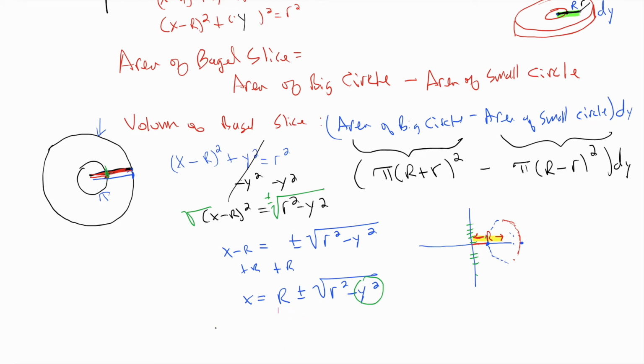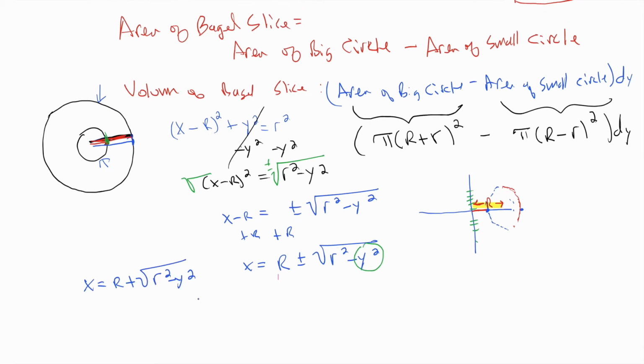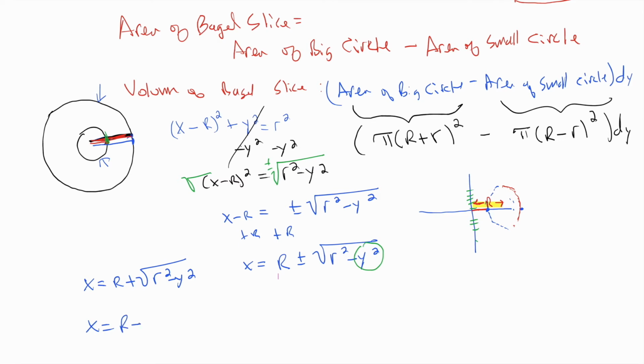Well, let's split them up. So we have x equals R plus the square root of r squared minus y squared, and the other one is x equals R minus the square root of r squared minus y squared. Let's just use this formula now, right here and right here. And let's put the dy in there as well, because we're going to get the volume of the slice. All right, so I'm just going to copy this down, just like I see it.